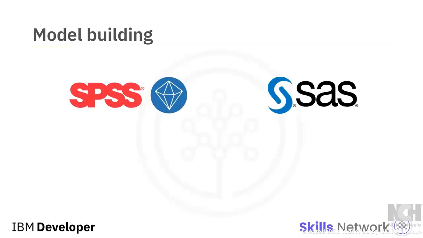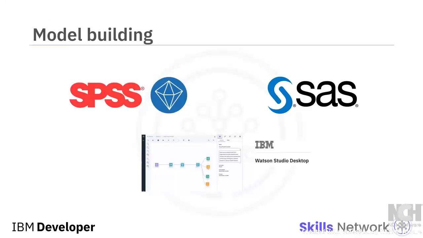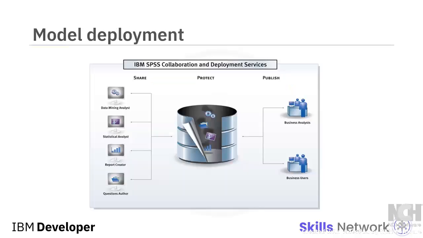If you want to build a machine learning model with a commercial tool, you should use a data mining product. The most prominent products in that space are SPSS Modeler and SAS Enterprise Miner. In addition, SPSS Modeler is also available in Watson Studio Desktop based on the tool's cloud version. Now, model deployment in commercial software is tightly integrated into the model building process. Here is an example of the SPSS collaboration and deployment services, which is used to deploy any type of asset created by the SPSS software tools suite.